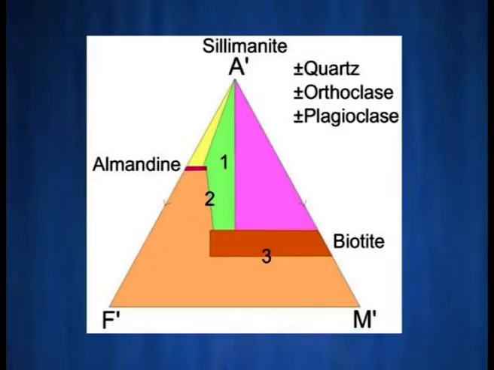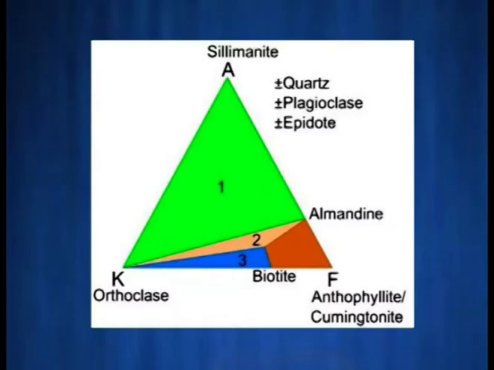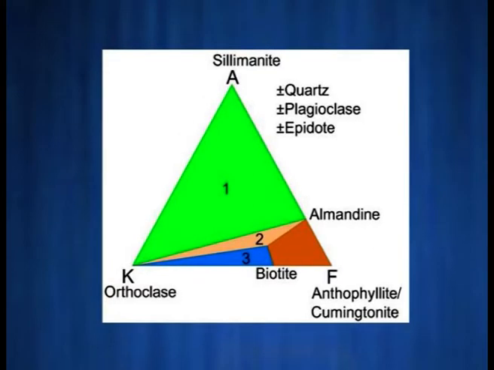The assemblages are: first, sillimanite, almandine, orthoclase, plagioclase, quartz, also known as sillimanite almandine gneiss. Second assemblage, sillimanite, almandine, biotite, plus minus orthoclase, plus minus plagioclase, plus minus quartz, also known as sillimanite almandine biotite gneiss. Third assemblage is almandine, biotite, orthoclase, plagioclase, quartz, also known as almandine biotite gneiss.